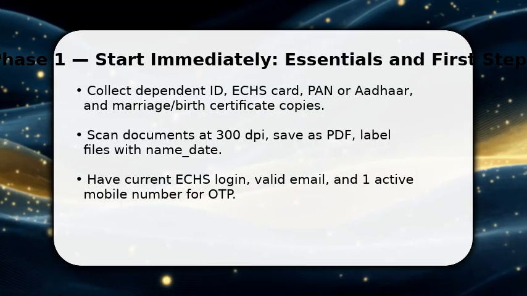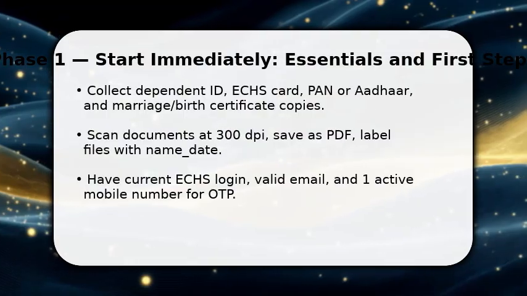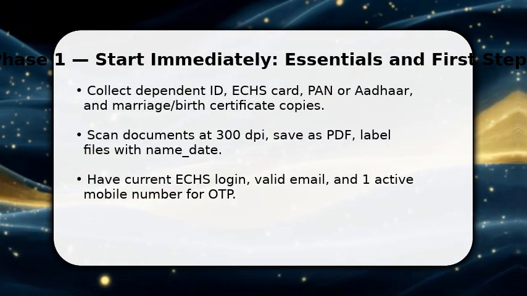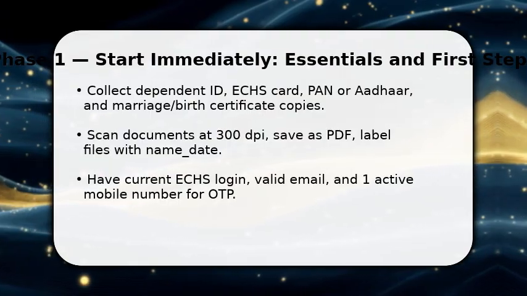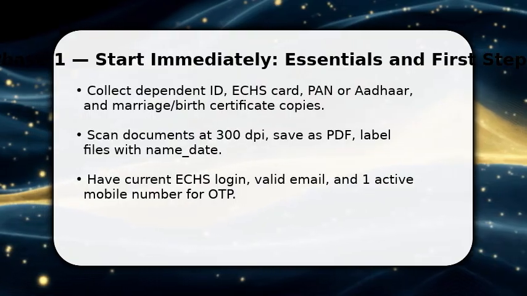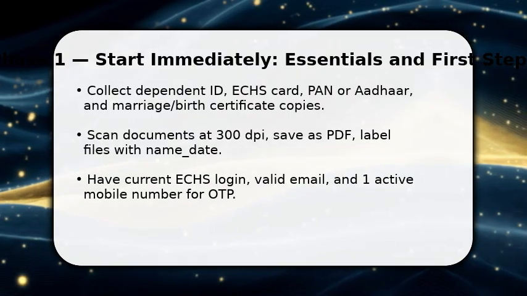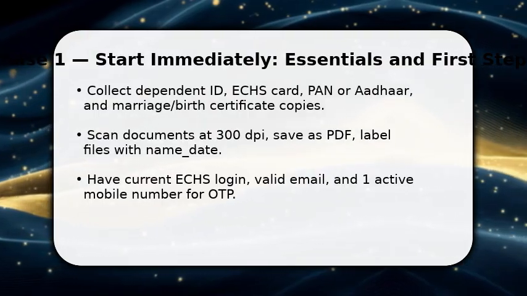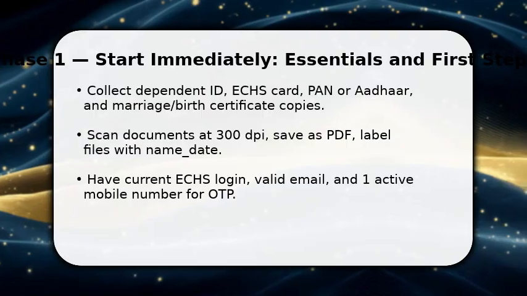You start by assembling the essentials: dependent ID, ECHS card, and proof of relationship. This speeds verification. Once you have PDFs, log into the ECHS portal with your credentials because the system requires an active session to accept updates. Make sure your email and mobile are reachable for OTPs, otherwise the update will stall.